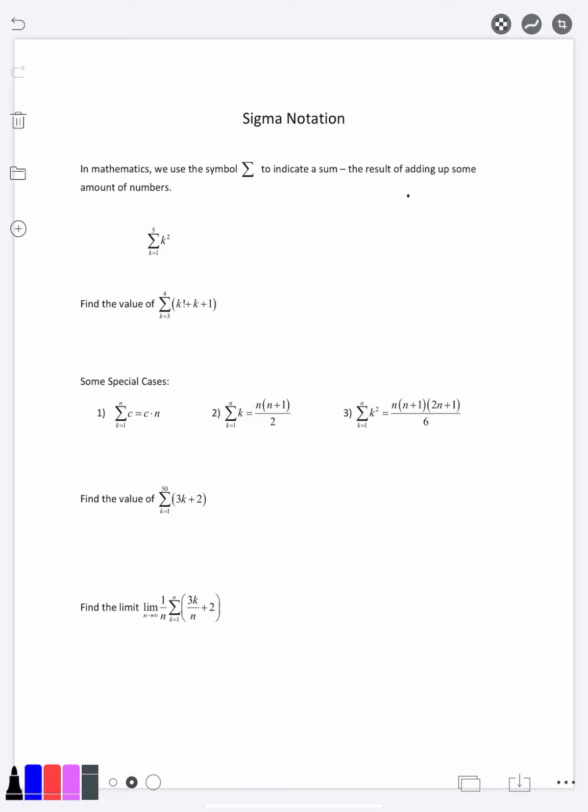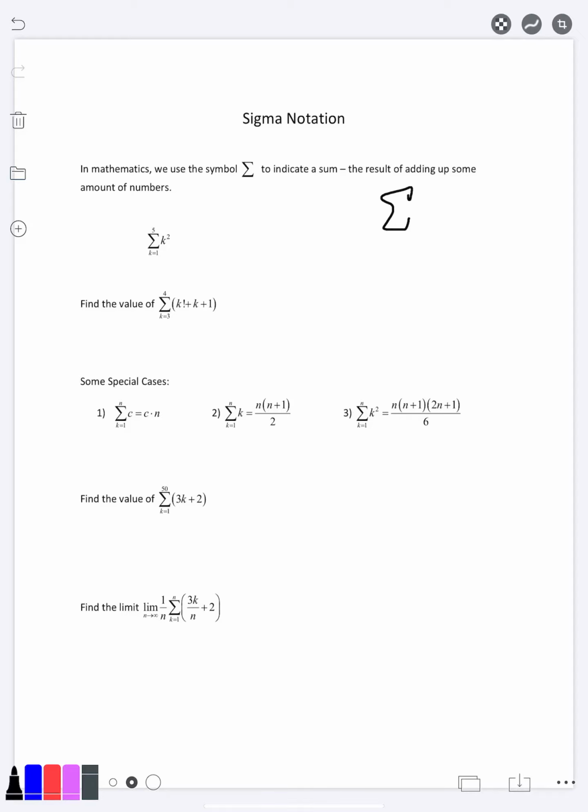So first off, this is the Greek letter capital sigma. And what it means in mathematics is you're going to add stuff up. So anytime you see sigma, it means you're adding up numbers. That's all. That's all it means. There's no other hidden meaning to it.